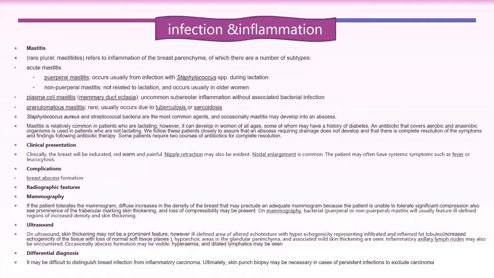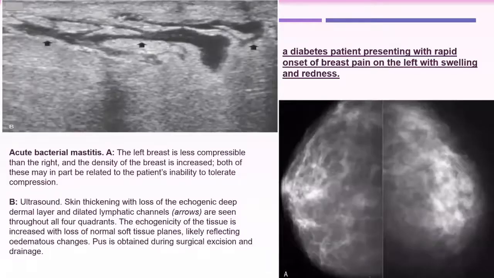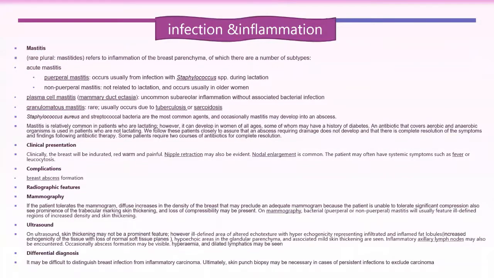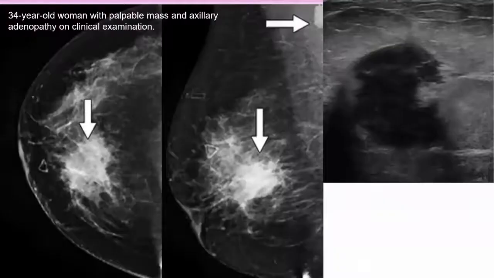So with mastitis, we have peripheral or non-peripheral mastitis. This lady, I forgot to put the age of the patient, had non-peripheral bacterial mastitis. We have peripheral mastitis, where we have plasma cell mastitis, and we have granulomatous mastitis.